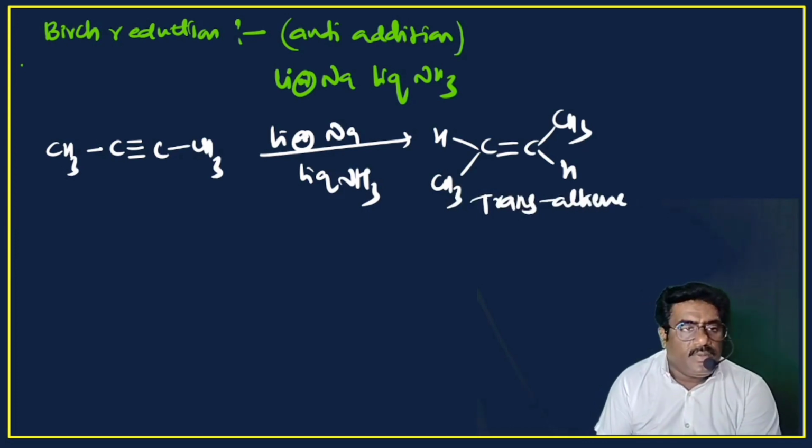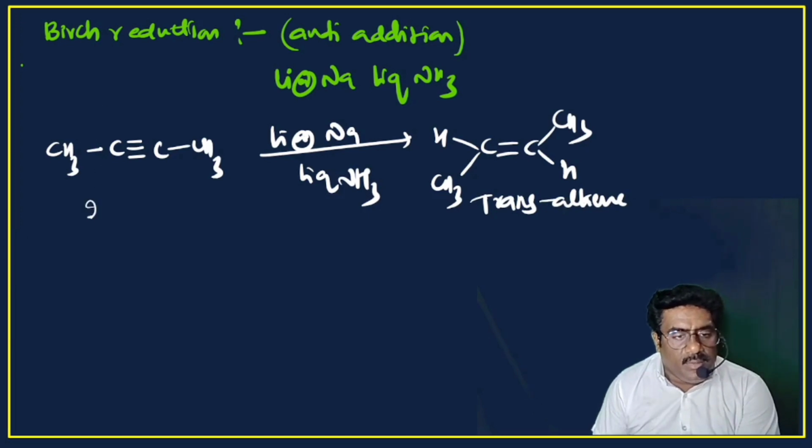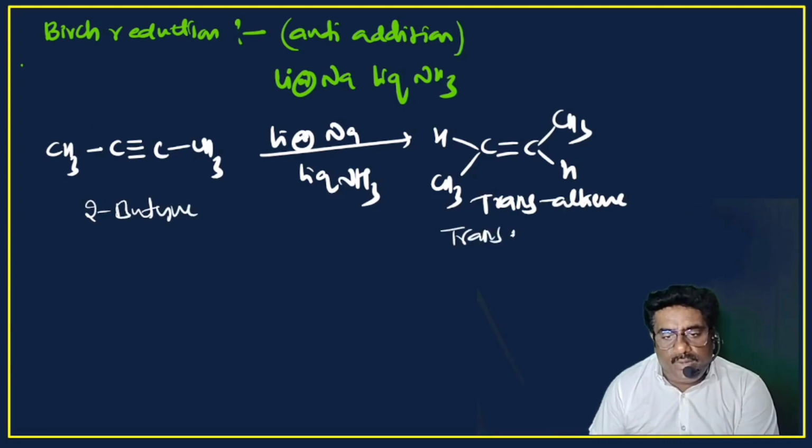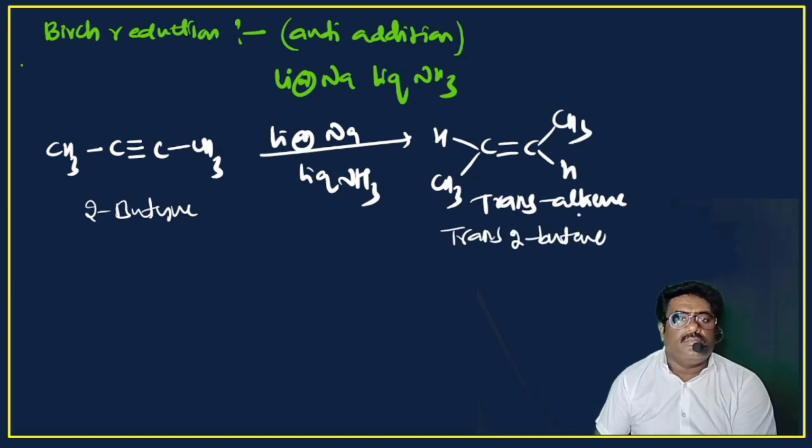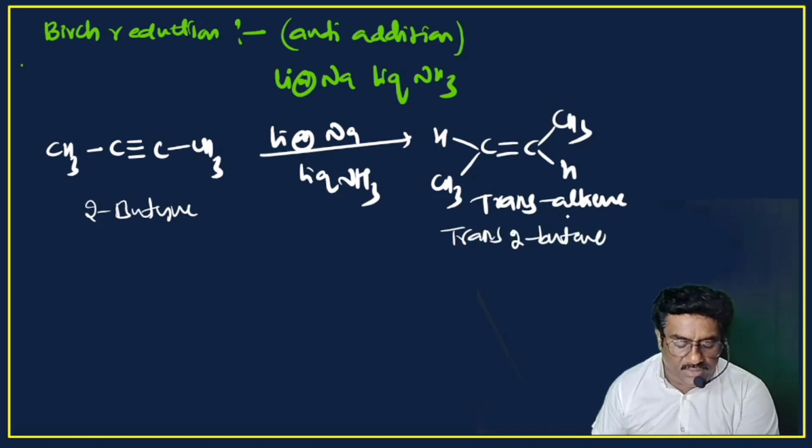Trans alkene. The name is 2-butyne to trans-2-butene. This is the Birch reduction. For example, I am taking one example.